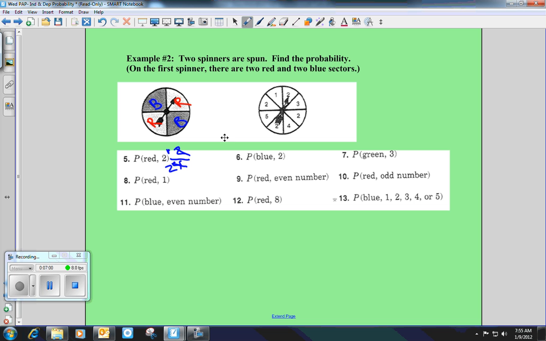And then to spin a 2, there are 8 possible outcomes here, and 4 of them are 2s, so that's also 1 out of 2. We're going to multiply because of the comma, and there's a 1 in 4 chance that you will spin a red and then spin a 2. I want you to go ahead and complete the rest of these on your own.